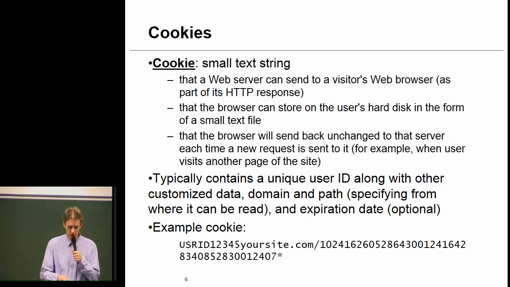The browser will then store it on the hard disk in the form of a small text file, and every time a request is being made from my laptop to the server for a particular web page, the cookie is being sent along, whereby I'm identifying myself as a user. So this cookie can contain all kinds of information. It can contain a unique user ID along with other customized data. It can also contain the domain and path, specifying from where it can be read. Cookies can also expire, so it can also contain an expiration date.